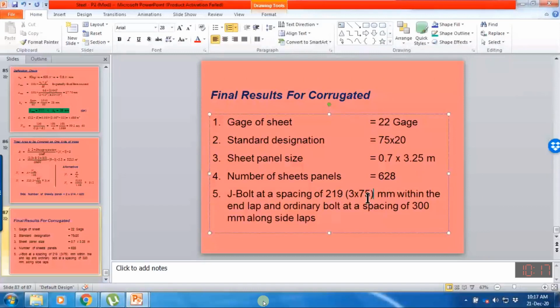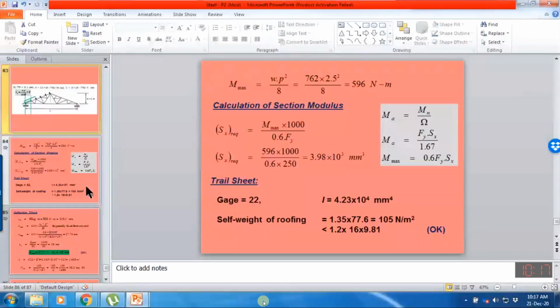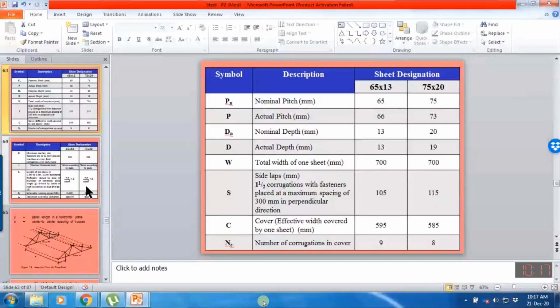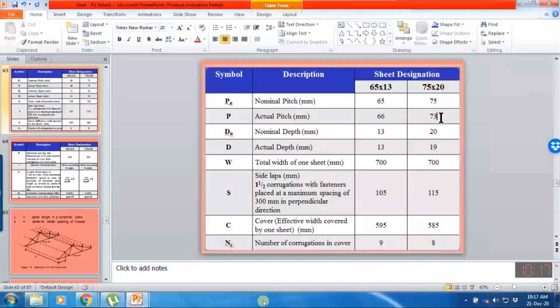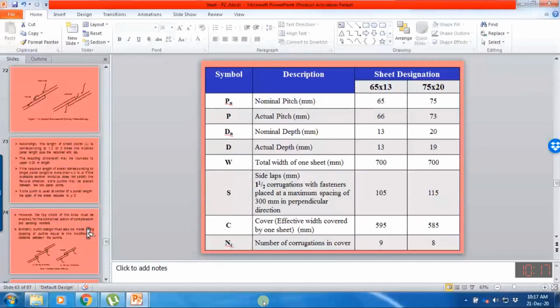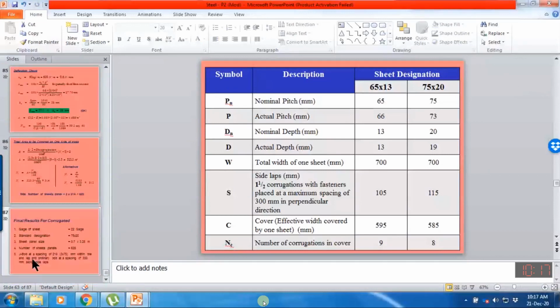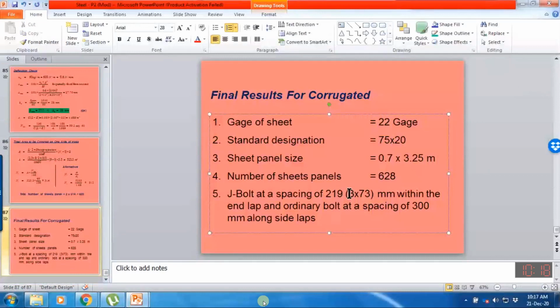So yes, the actual pitch is 73. So if you multiply 73 into 3, you have the distance between three corrugations, 73 into 3. So the answer is coming out to be exactly 219. Exact answer is 219. So here I'm multiplying 3, corresponding to each third corrugation.